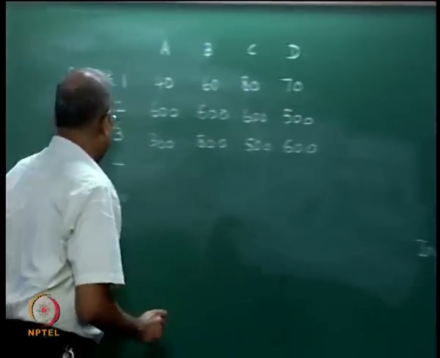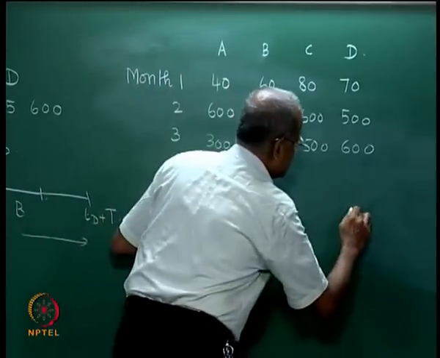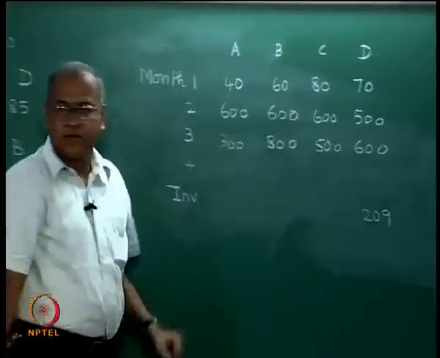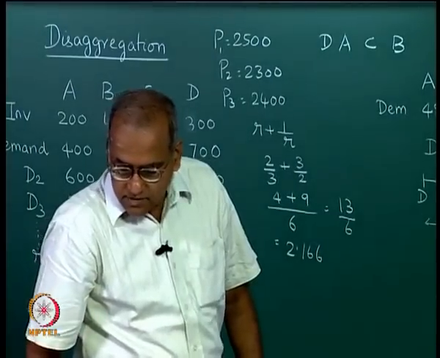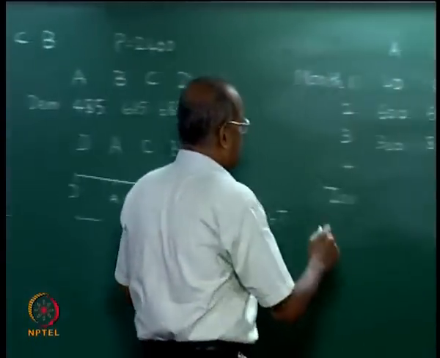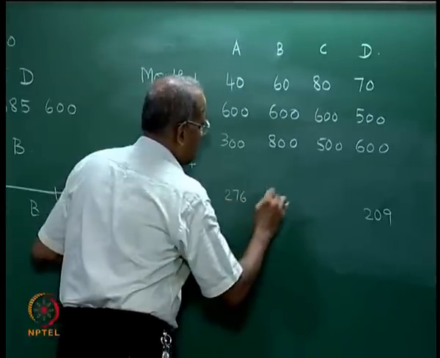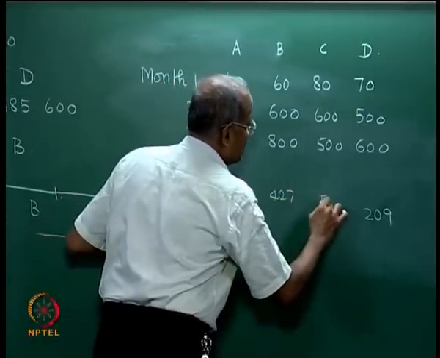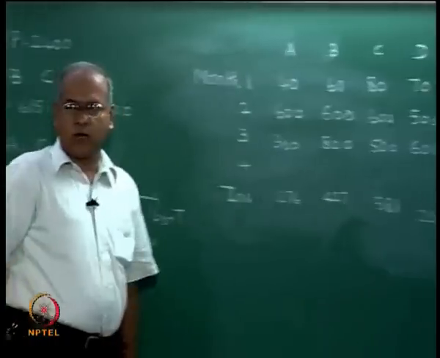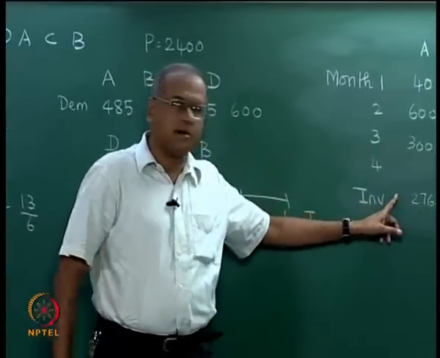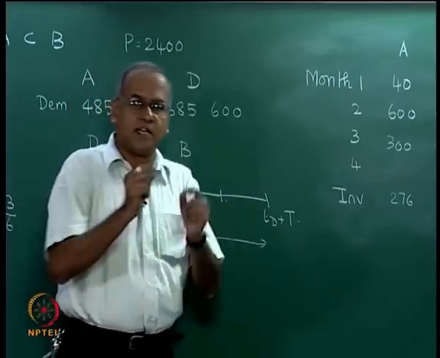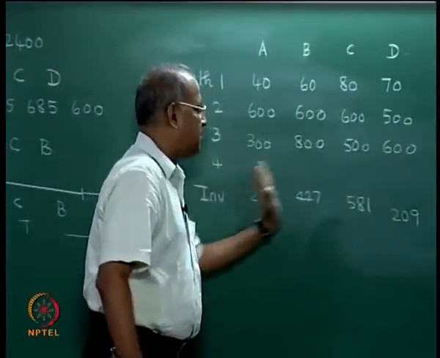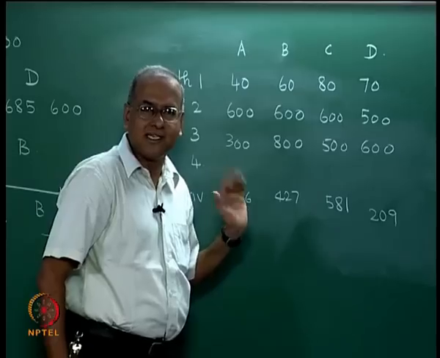Now like this we can update the inventories. So this is updated to 209 and the rest of the numbers are 276, 427 and 581. Now once again these numbers have been computed assuming that the demand is deterministic, but if there are some changes then these numbers will also correspondingly change.